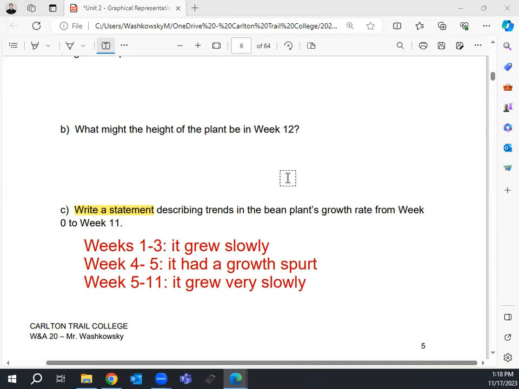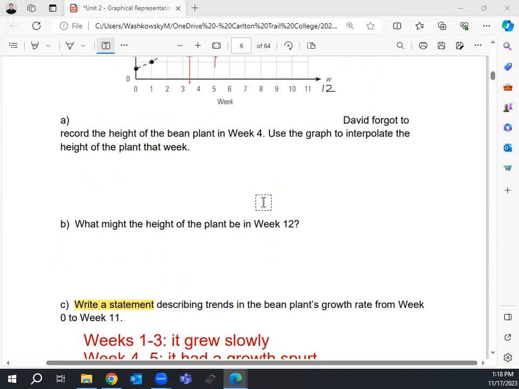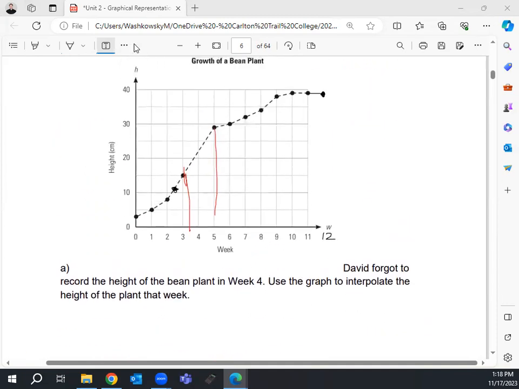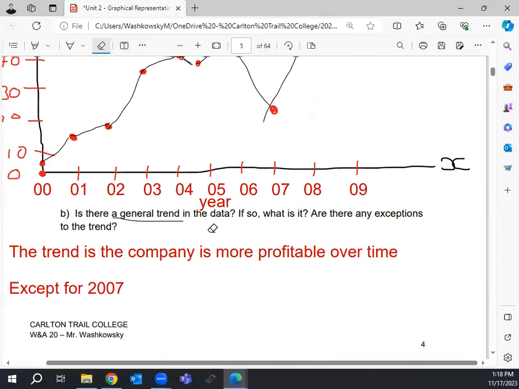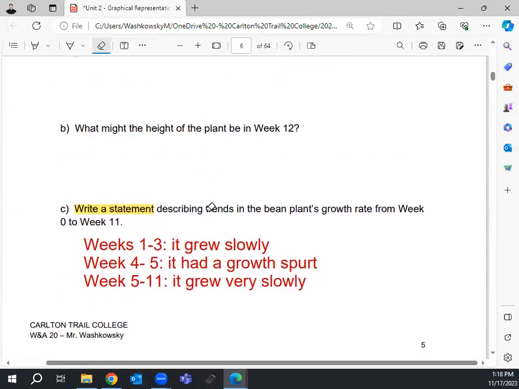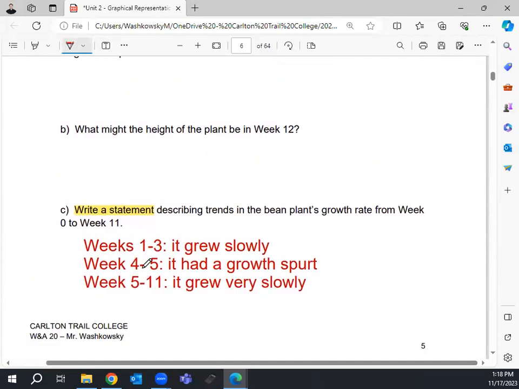If you can't see, I do have it live on the Zoom as well. So, pretty close to cutting you guys loose.